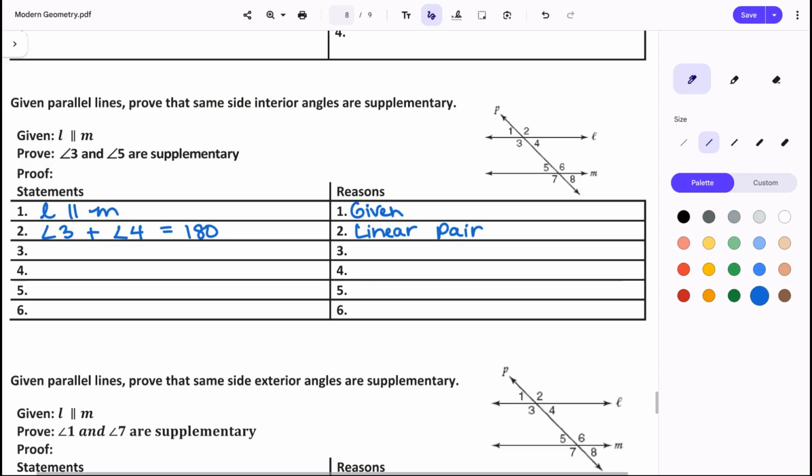And so if they're alternate interior angles, what's true about their measurements? They add up to 90? Or no? What do 4 and 5 do if they're alternate interior? Are they supplementary or are they the same? The same. They're the same. So I'm going to say that angle 4 is congruent to angle 5 because they're alternate interior angles.